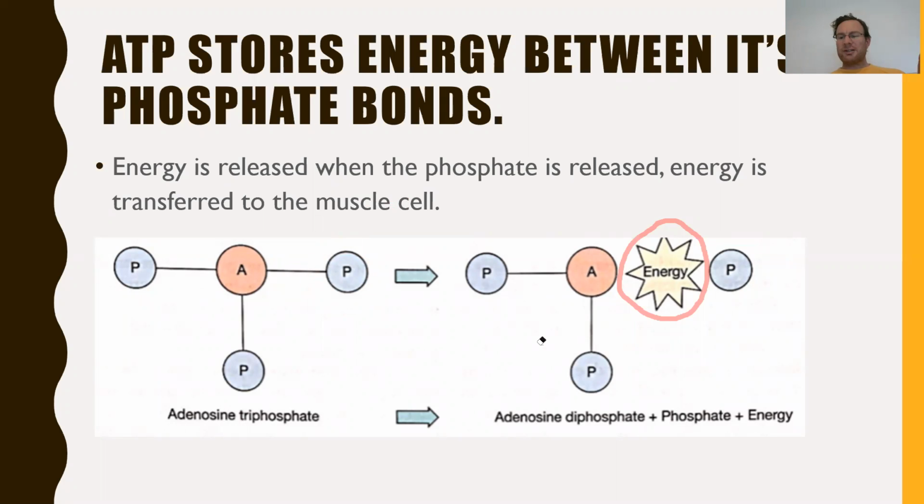So where do you think it's going to go? Well, a little bit of it's turned into heat. We know that because when we exercise, we get hot. But importantly, the place it goes to is those little rowing boats, those little myosin heads on our muscle fibers. So ATP releases energy for our cells to do work. ATP releases energy for our muscle cells to contract.